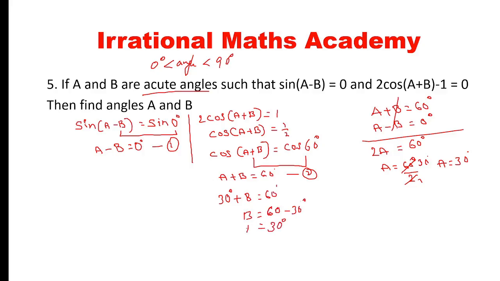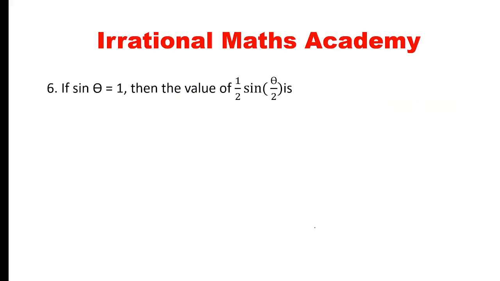So now, is it satisfying the condition that A and B are acute angles? Yes. A is 30 and B is also 30, which are acute angles, so it satisfies the condition. Next. If sin theta equals 1, then the value of 1 by 2 sin theta by 2 is.